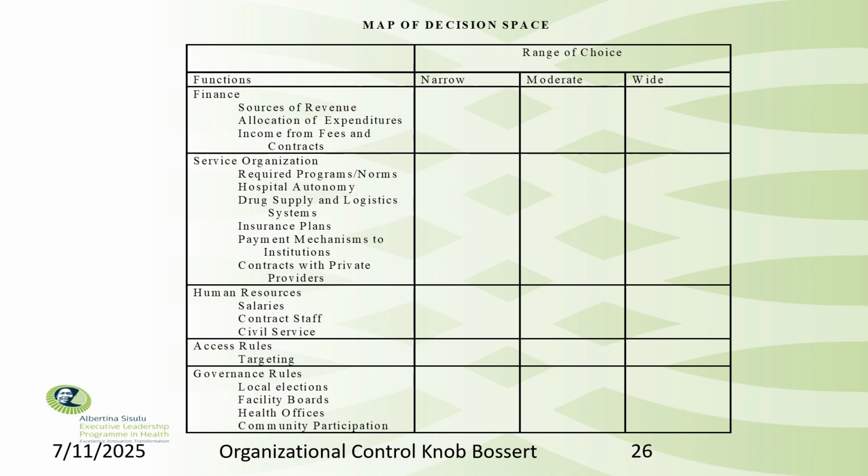But from the perspective of the organizational control knob, you need to think about all of these ways of tweaking and changing these mechanisms in your organization to get that system or that organization to perform better. So if you had greater control over human resources in a health district, would that make that health district perform better in order to achieve the ultimate health objectives for that community that the health district is servicing? So those are the considerations that you need to think about from the organizational control knob perspective.